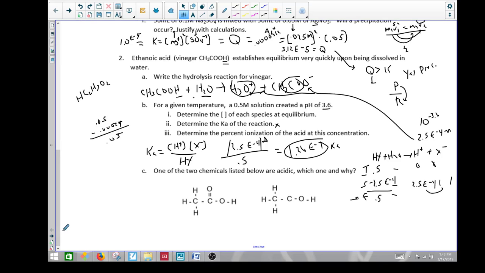One of the two chemicals listed below is acidic. Which one and why? All right, well, this guy right here is an alcohol. This one is not acidic. And this one is an organic acid called methanoic acid. It is acidic, and the reason why is that bond is weakened. And why is it weakened? Because this oxygen and this oxygen are drawing electrons away from that bond, causing it to be weaker. And this guy is lost, producing an H plus ion.